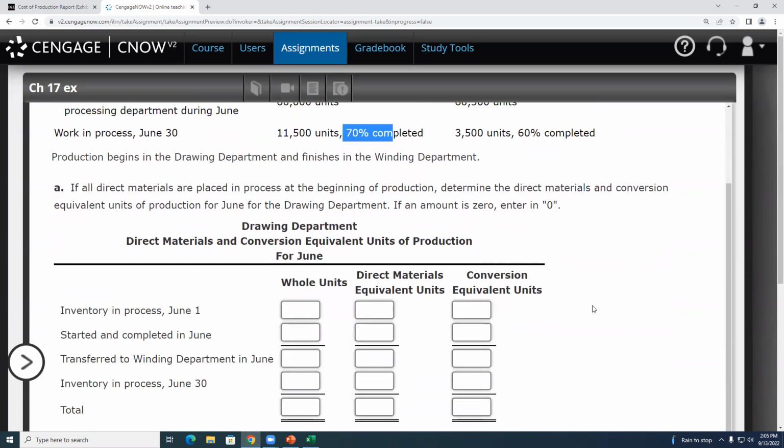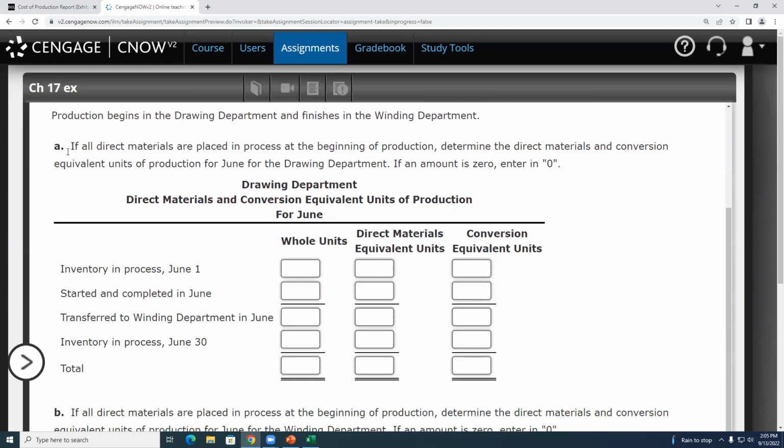So let's go down to our first task for this exercise, which says all direct materials are placed in process at the beginning of production. Determine the direct materials and conversion equivalent units of production for June. I'm going to define that for you in a minute. We are using what's known as the FIFO system. FIFO, first in, first out. That may sound familiar to you from chapter 6 on inventories. Don't worry, we're not redoing chapter 6, but you do need to understand what that term means.